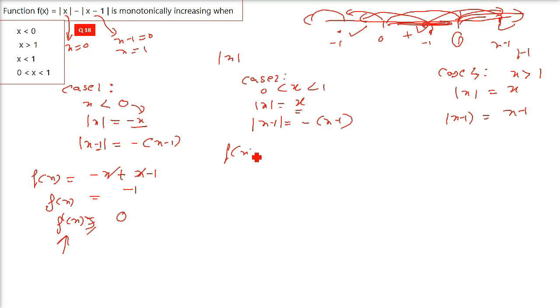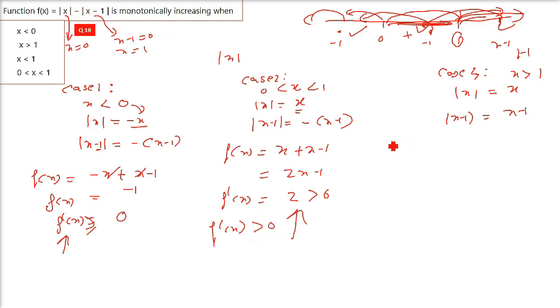Second thing, f(x) is equal to, now x, in place of mod x minus 1, you can write minus of minus x minus 1. So plus x minus 1. This is 2x minus 1. When you differentiate this, it's going to be 2. So it is not greater than or equal to 0. 2 is actually greater than 0.